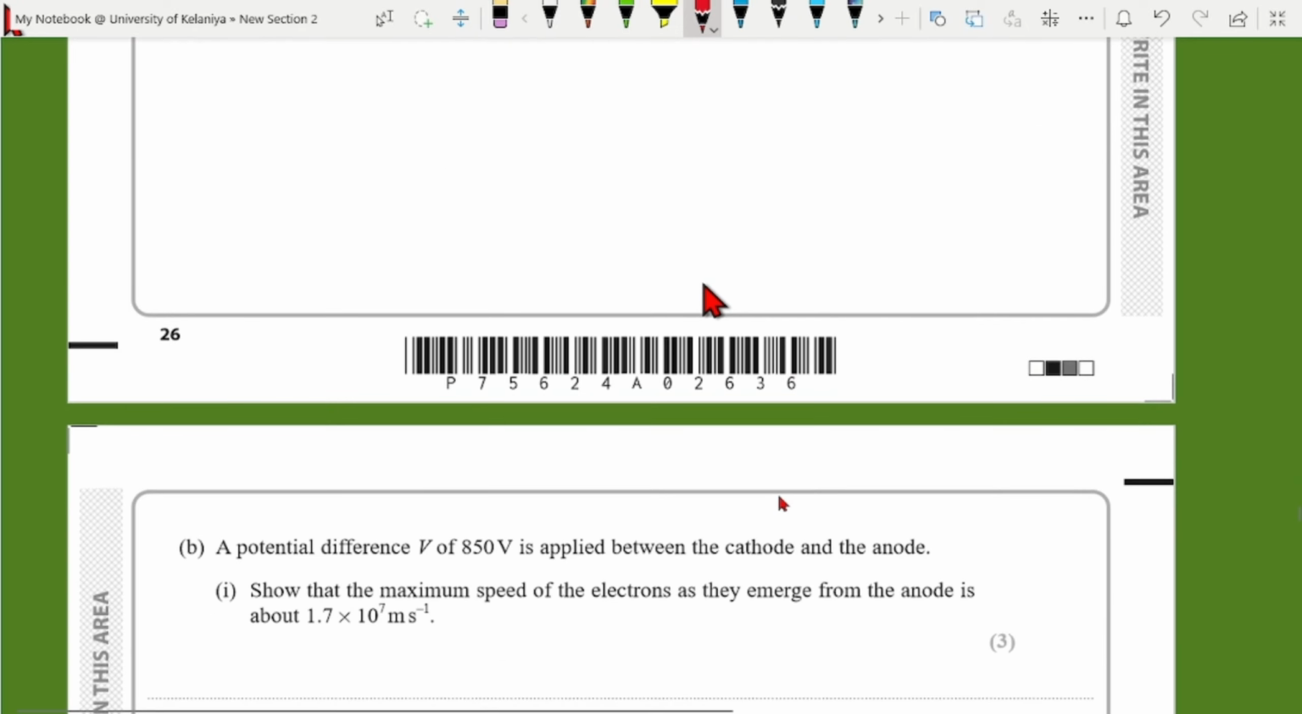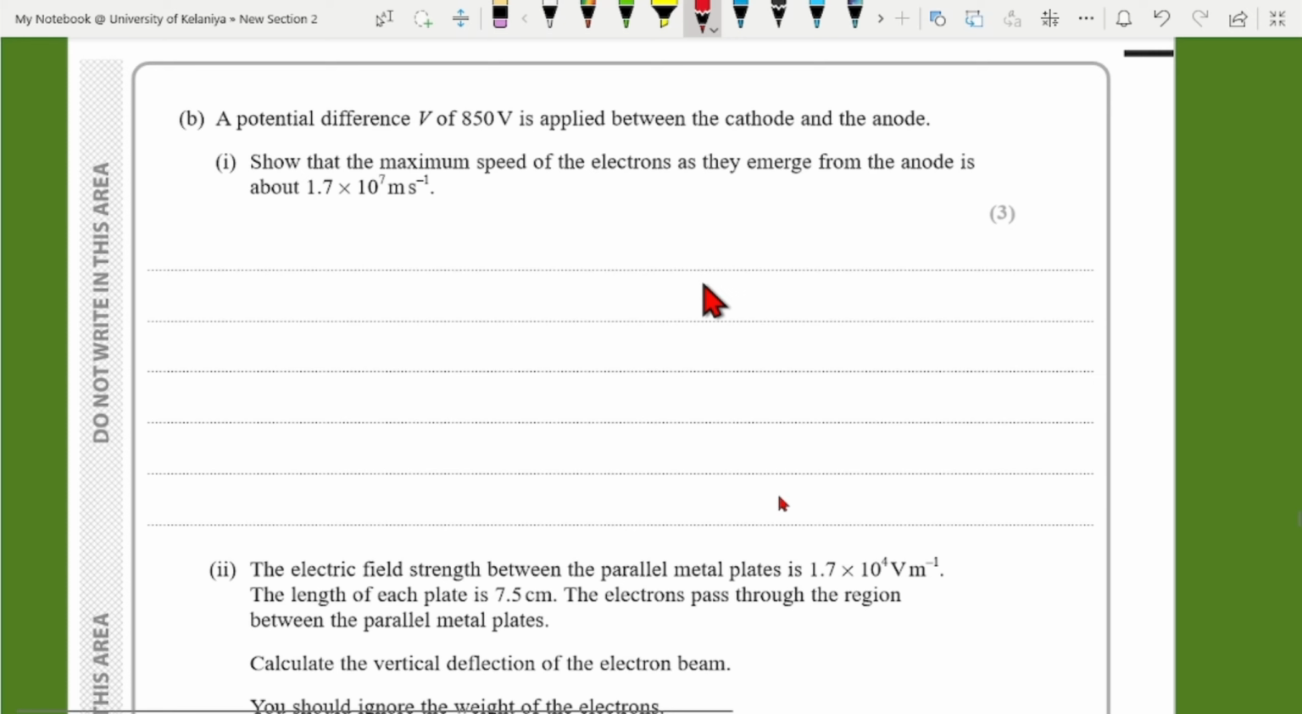Here, the next one: the potential difference V of 850 volts applied between cathode and anode. Show that the maximum speed of the electrons as they emerge from the anode is about... okay, right? So here we have two parallel metal plates, and here's the electron. Suppose that electron is over there, and it will accelerate through this field. We should have the negative plate and the positive plate.